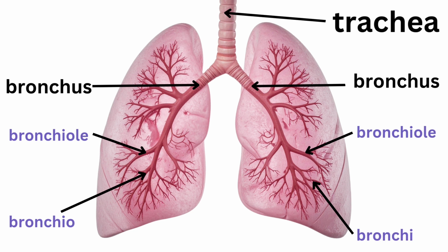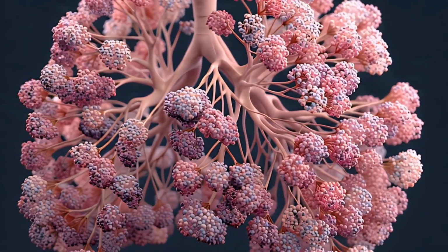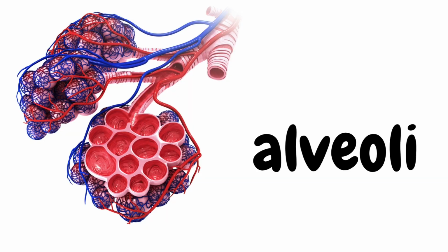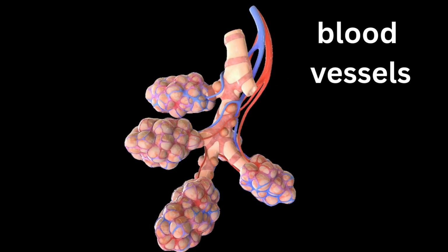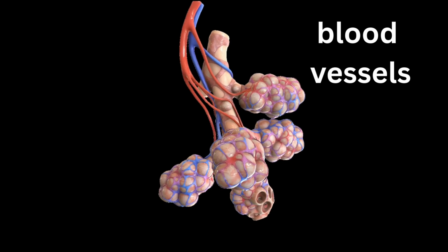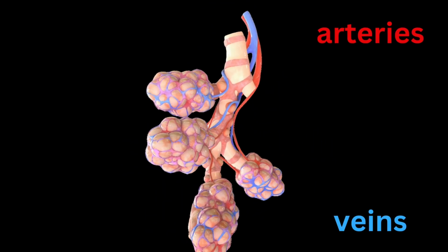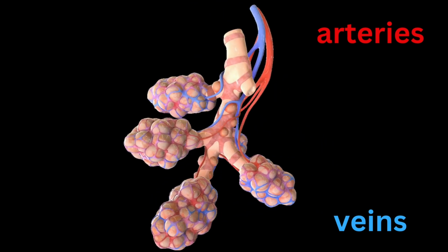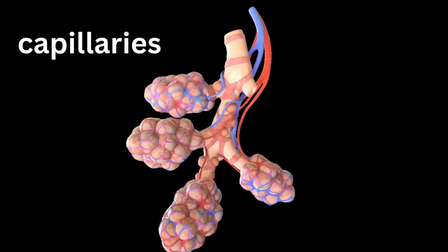These smaller tubes are called bronchioles, and I've labelled some of them here. And as you can see, these bronchioles eventually end in little air sacs. These air sacs are called alveoli. And as you can see here, the alveoli, the air sacs, are surrounded by blood vessels. There are two types of blood vessel. The arteries bring blood to the alveoli, and the veins carry blood away from the alveoli. The arteries are connected to the veins through smaller tubes called capillaries.